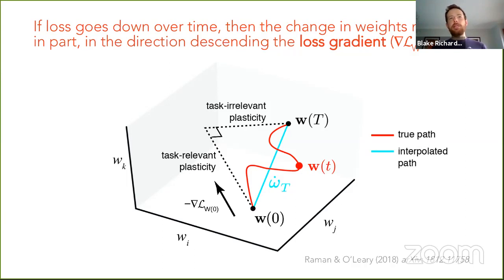But I like this figure because it illustrates something that I think is important, which is that if we imagine the synaptic weights at time zero and the synaptic weights at time t, and we have some loss function, and the gradient of that loss function is, say, this direction.